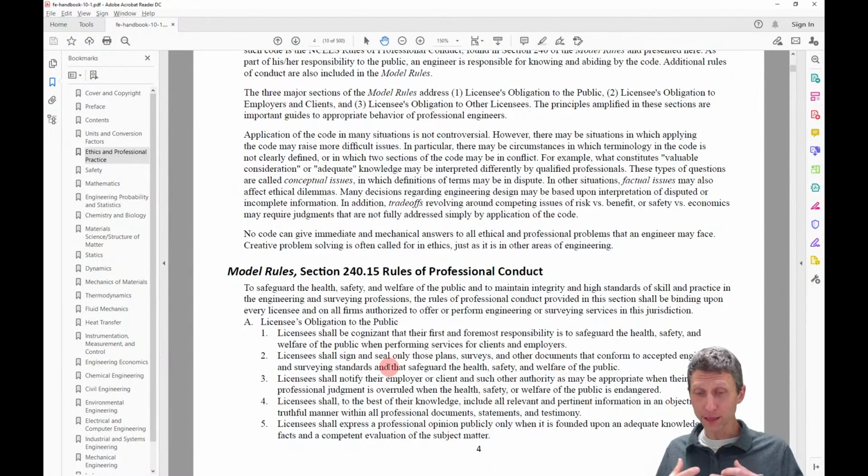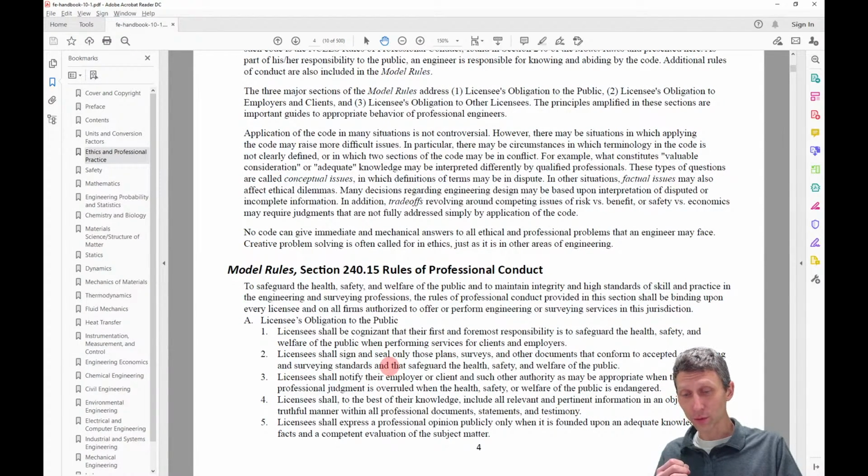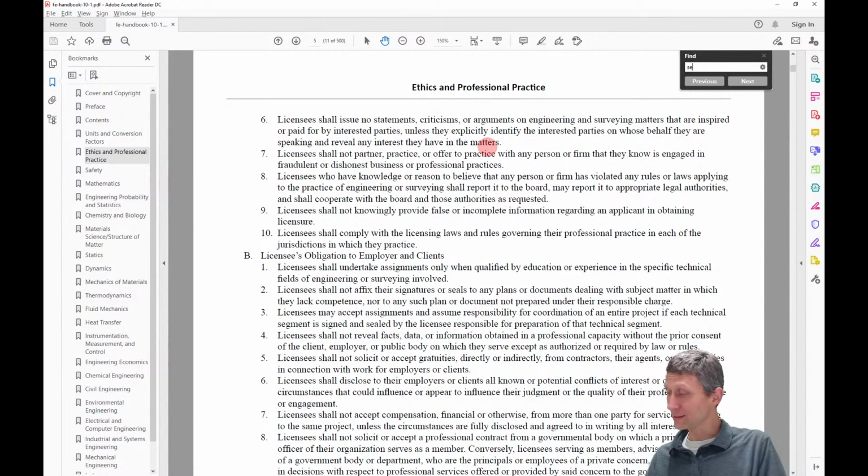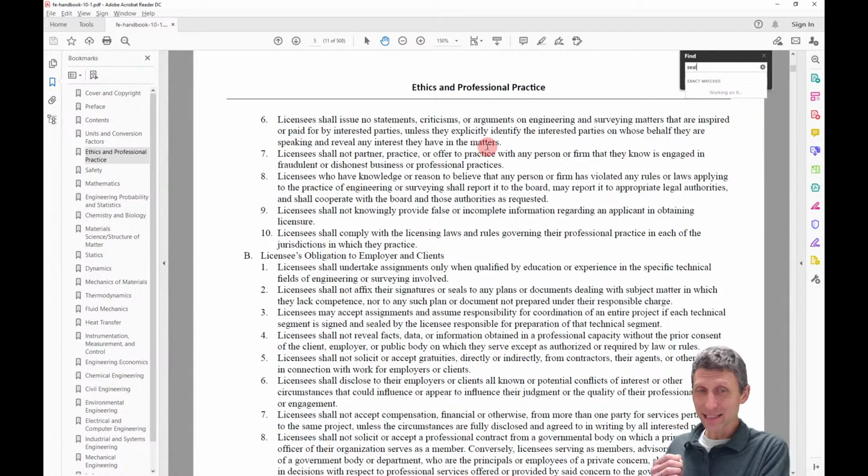But hopefully, you as the engineer are reviewing the work that you're doing, and you know that it conforms to the accepted standards, and you're signing those documents as such, right? There are other things in here, but we could also search for seal, right? Sign and seal. Does that show up? I think it does. Let's double check here. So with just that quick search, you can see licensees shall not affix their signatures or seals to any plans or documents dealing with subject matter in which they lack competence.